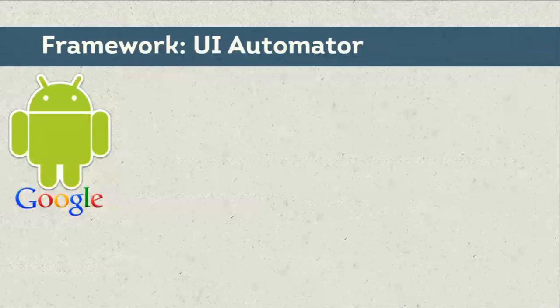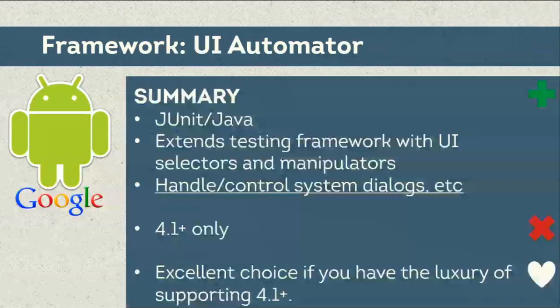UI Automator. So UI Automator is also provided by Google. Again, JUnit and Java. It extends the testing framework with UI selectors and manipulators. So unlike with instrumentation, it allows us to actually find elements in our hierarchy, interact with them like a user, and so on. So it's way more powerful for testing actual functional flows through an application.